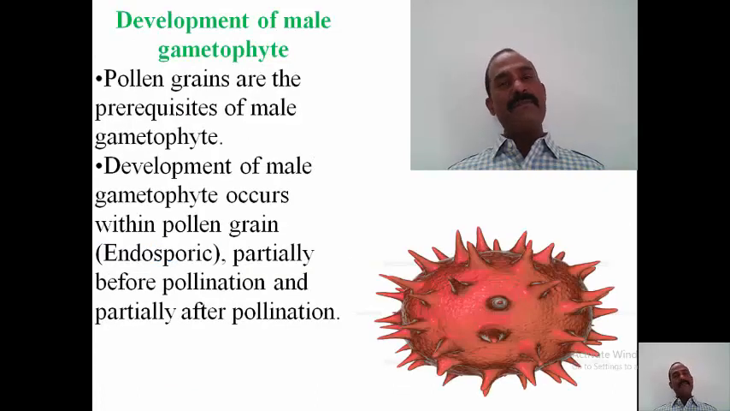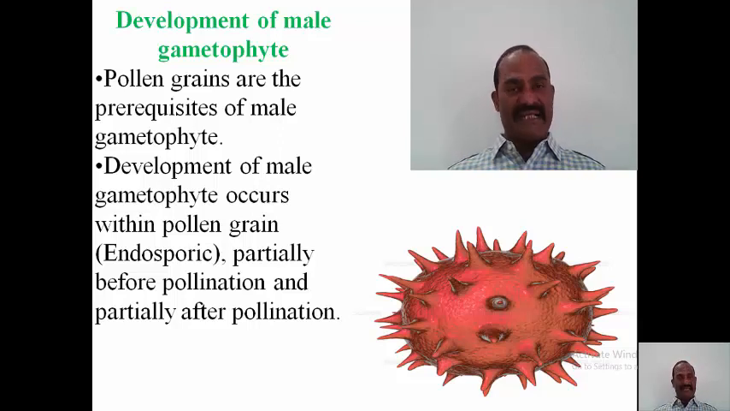Friends, as far as the development of male gametophyte from the pollen grain is concerned, the pollen grains are the prerequisite of male gametophyte. From the pollen grain only, the male gametophyte will develop. Development of male gametophyte occurs within the pollen grain. That's why it is called endosporic. And it is completed partially before pollination and partially after pollination. So part of development occurs in the androecium, in the anther, and part develops after pollination, that is on the stigma of gynoecium.